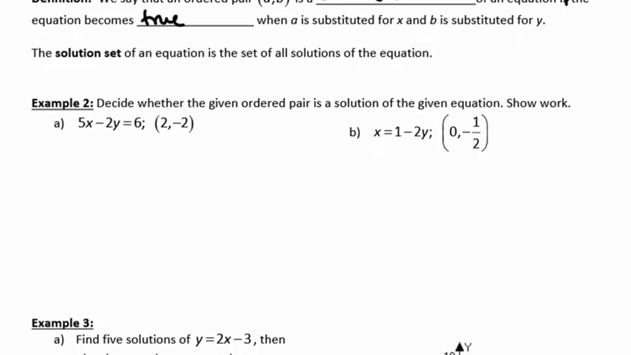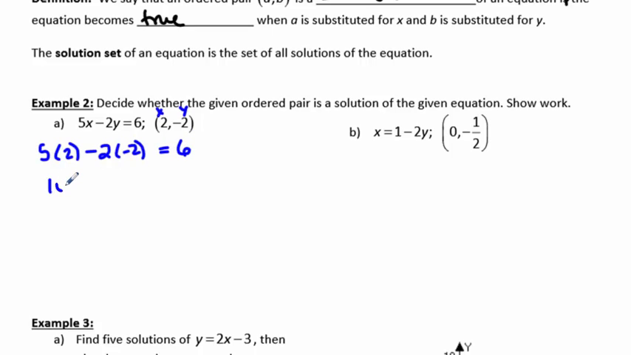In example 2, we're going to decide whether the ordered pair is a solution or not. So remembering that the ordered pair gives us a set of x and y values, the x value it's giving us is 2, and the y value it's giving us is negative 2. So we're going to plug these in. It'll be 5 times the x value, 2, minus 2 times the y value, negative 2. And we're going to check whether or not this is equal to 6.